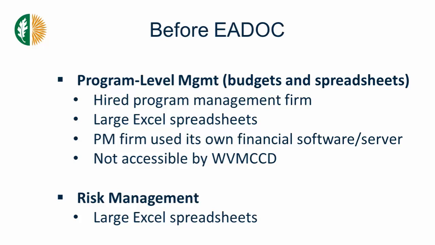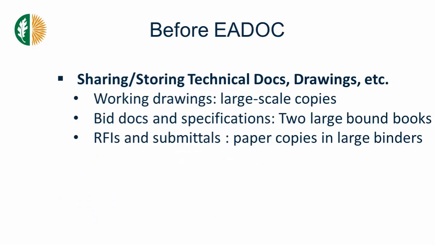In program level management, again, same thing. Our program manager was doing all the budgets for our projects, all in Excel spreadsheets, using their own financial software on their servers. Again, the drawback was not accessible to us. Anytime we needed any financial reports, we had to go to the program manager. Again, risk management was done with large Excel spreadsheets, very cumbersome.